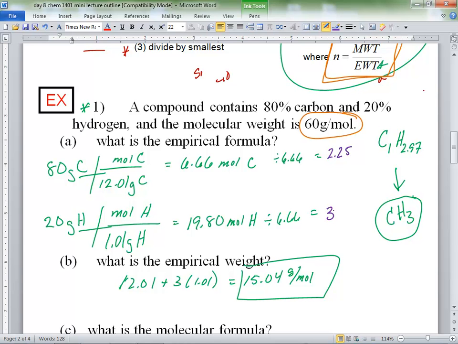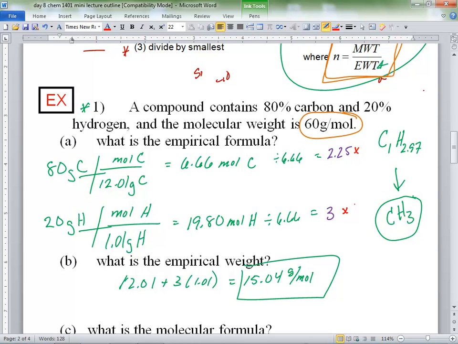Right? Because we divide it through by the smallest. We're supposed to get whole numbers here, right? Or like 1.98 or something. That's really nice to round. You can't round 0.25. It's way too much. You have to multiply both of these by something to get whole numbers.